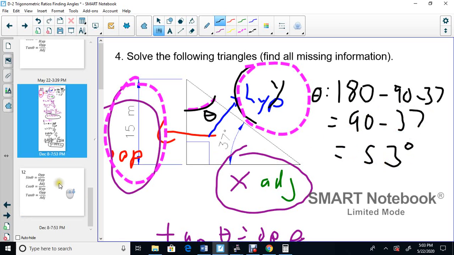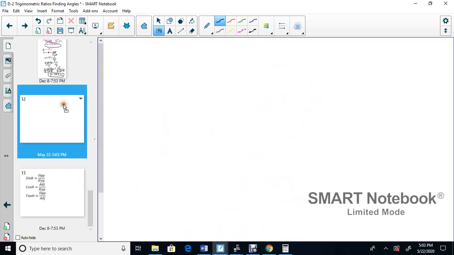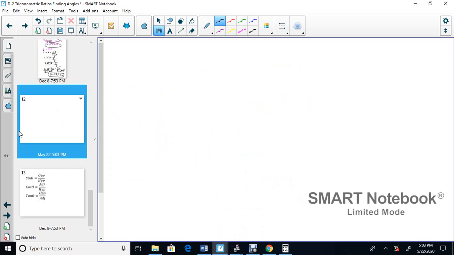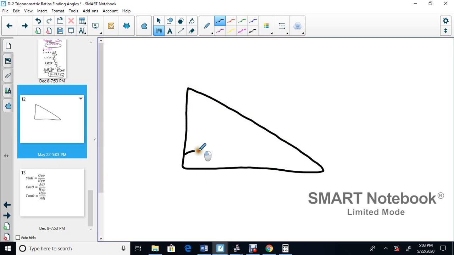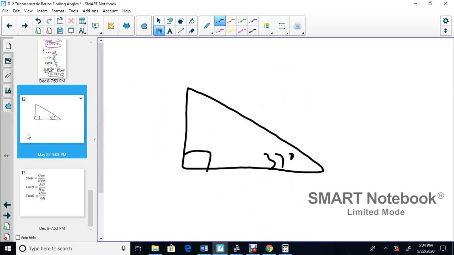If I redraw this triangle with all the information, that's what you do when you've solved it. We'll add another page, insert a blank page, and redraw that exact triangle and put all the information on. We've got the 90, 37 degrees, and we know that side is 15 meters. Our other angle is 53 degrees.